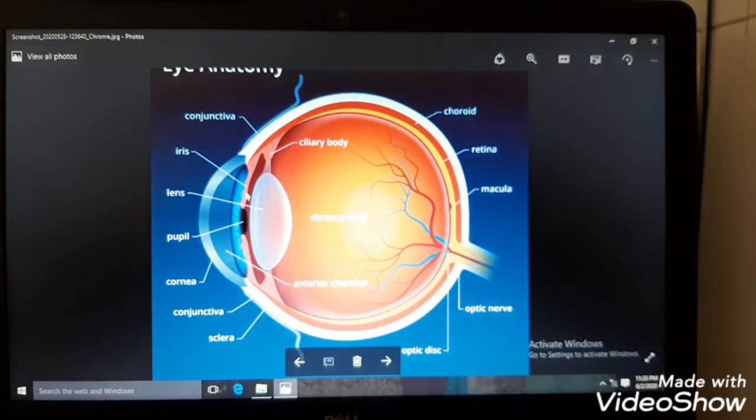This iris is the one which allows the pupil to contract and relax. Actually, it is the one which maintains the size of the pupil according to the amount of light that enters the eye. If more light is there to enter, it contracts its size, and if less light is there, it opens the size of the pupil.